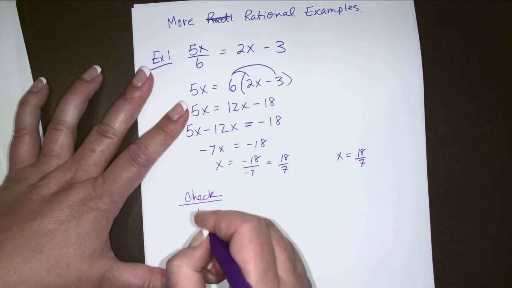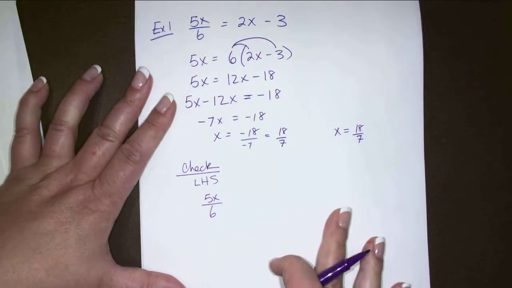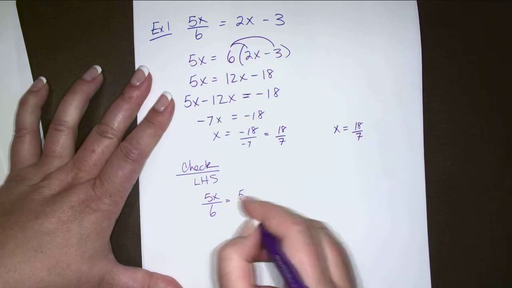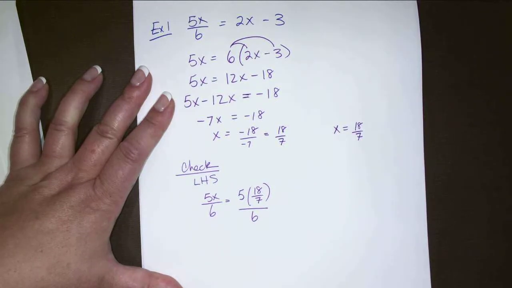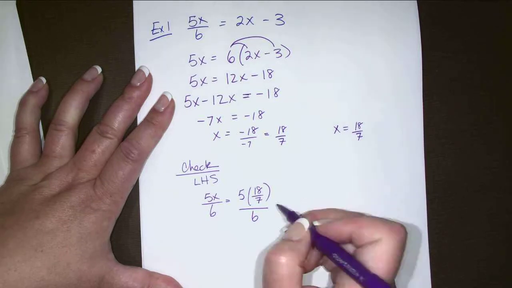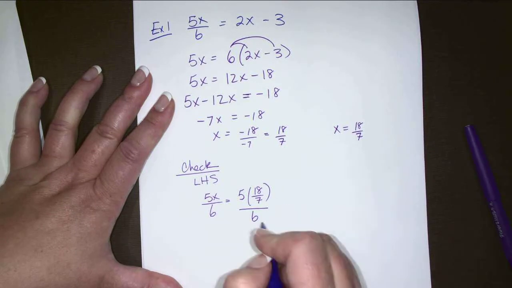So the left-hand side, 5x over 6. So this would be 5 times 18 over 7 divided by 6. Not very nice, is it? Now, if you've got a fraction over a fraction, what will help you is to make the bottom into a fraction as well.